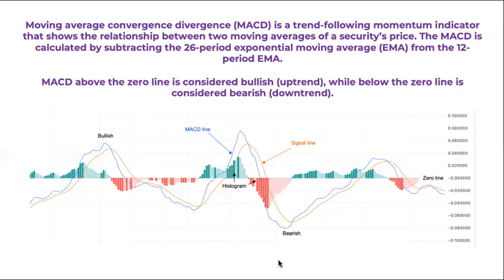So how to use the MACD? How to understand the MACD? Firstly, the blue line is the MACD, and the red line is a signal line. This is very similar to the stochastic RSI. Remember, the blue line was the stochastic line and the red line was the signal line. But in this case, the blue line is the MACD line, the red line is the signal line. As long as the MACD is above the zero line, that means the price is considered bullish. It is going uptrend. If it's below, that means the price is going downtrend. It's considered bearish. Very simple. Above zero line, bullish. Below zero line, bearish. Remember that.